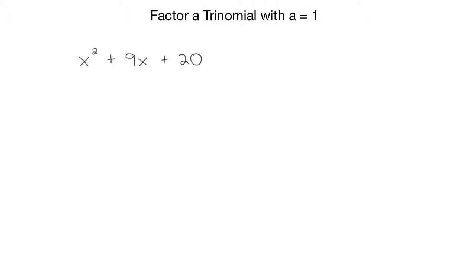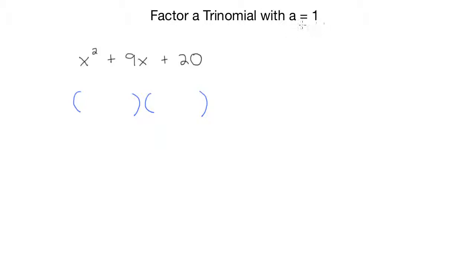We're going to be factoring a trinomial with a equals 1 and going through all the steps, making sure you guys have a good example of how to do this. So here we've got x squared plus 9x plus 20, and I'm trying to factor it into two binomials multiplied together. Alright, so let's go through our method.